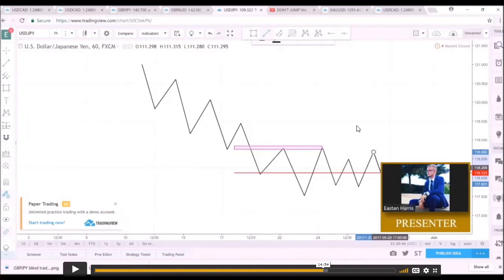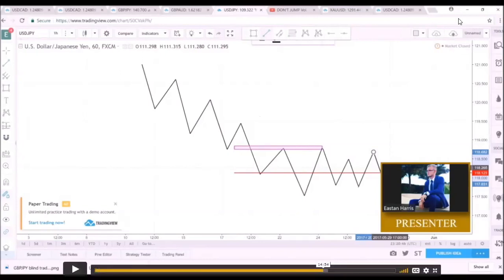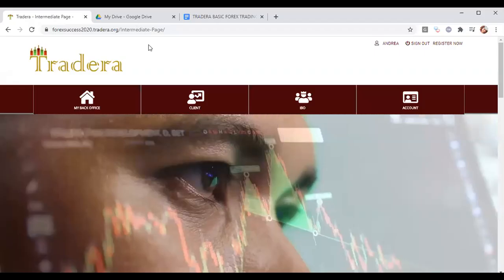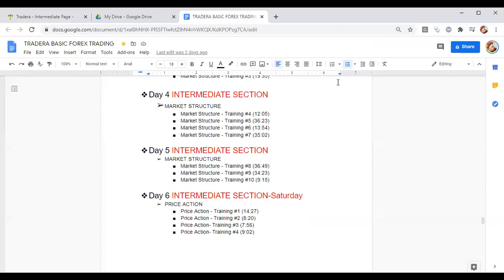Does anybody else have any other questions? All right, with that being said, let's look and see what we got for homework. Tonight, we're going to be doing day 4. It's in the intermediate section. Can you guys see my screen? It's in the intermediate section. You've got 4 videos, looks like about an hour and 30 minutes.